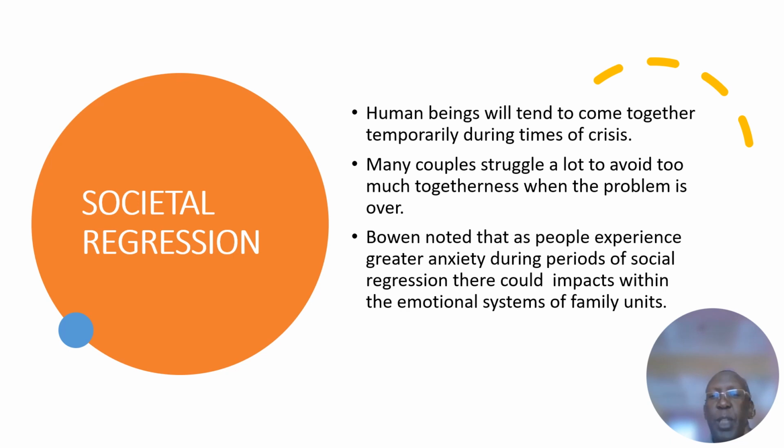Bowen noted that as people experience greater anxiety during periods of social regression, there could be impacts within the emotional systems of family units. As the anxieties impact on the family, there could be impacts within the emotional system of the family units. And therefore, during therapy, one thing is for this couple to be helped, not only to get close during crisis, but to learn to come closer even when the problem is over.